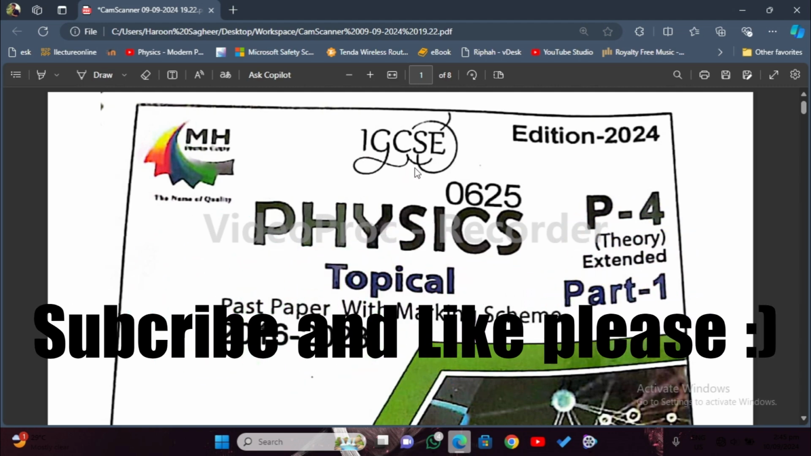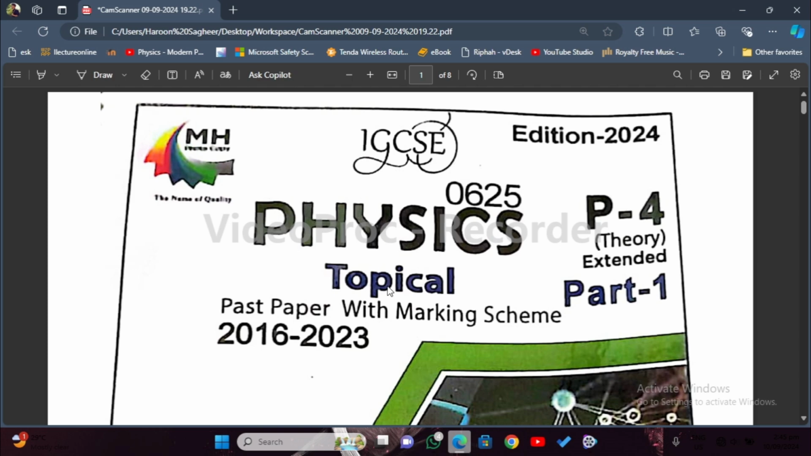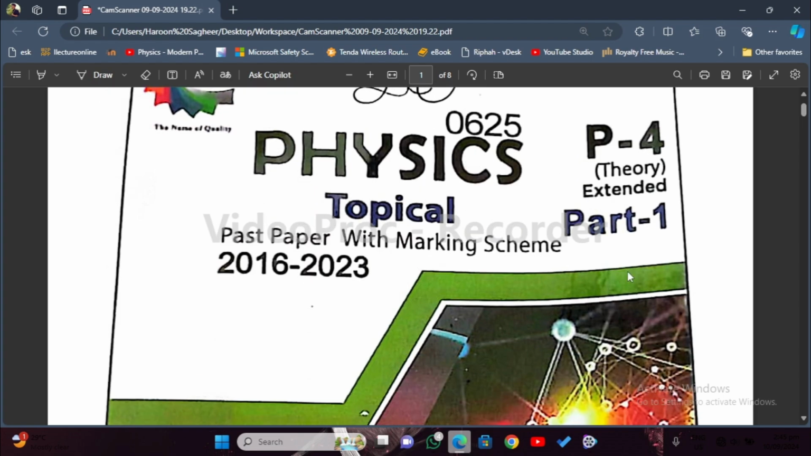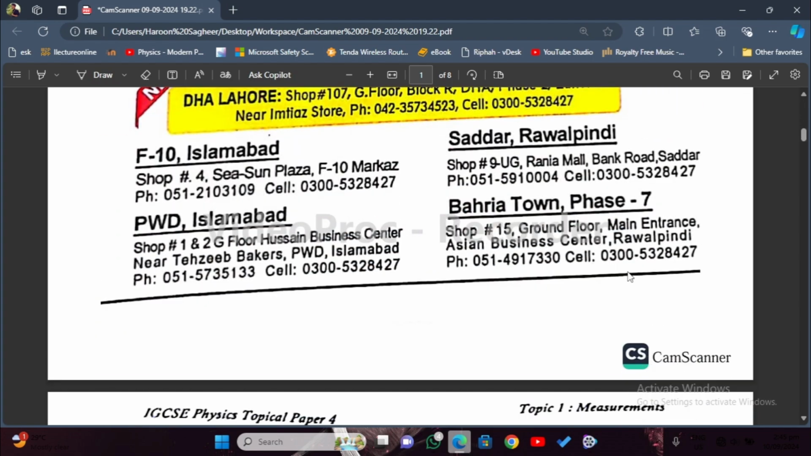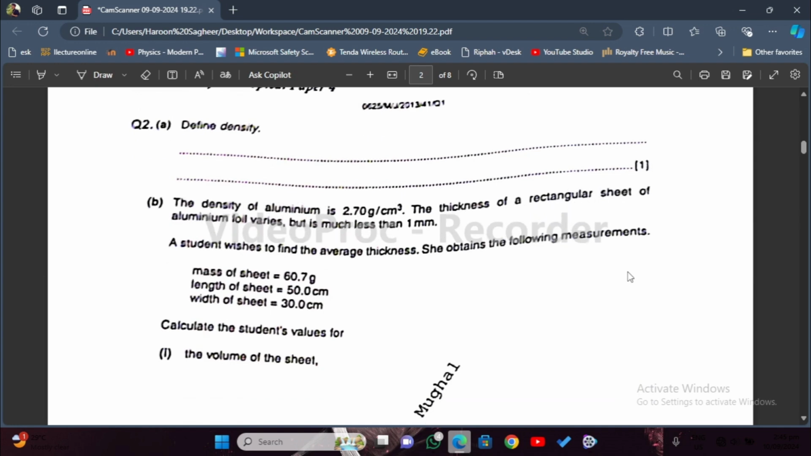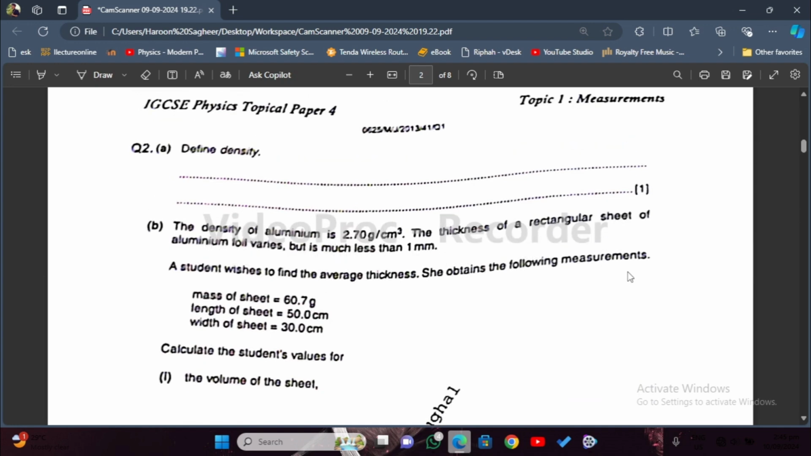Today we are going to do IGCSE's Physics Topical Past Paper. This is P4, which is the theory paper, and it's the extended version. We are going to start with chapter number 1, which is Physical Quantities and Measurement. So here I have the worksheet. It's the complete chapter 1, from the measurements. The questions are misarranged, but it's alright because we're going to do them all. So what difference does it make?